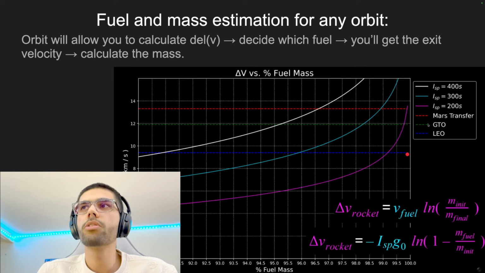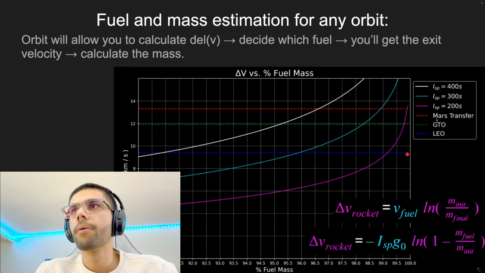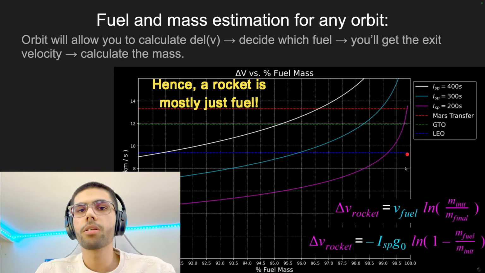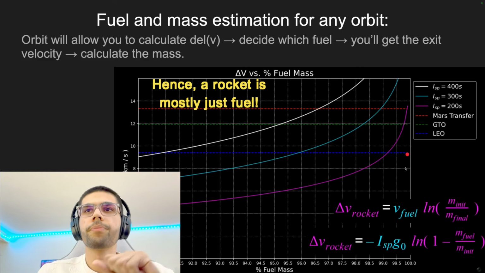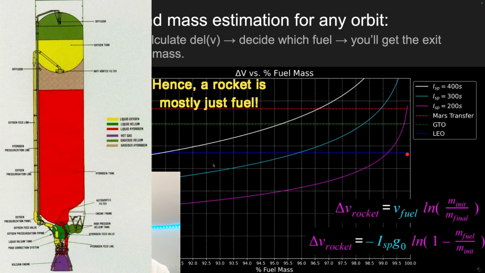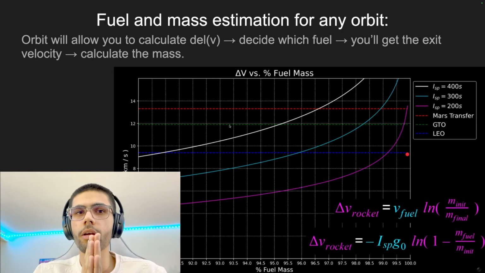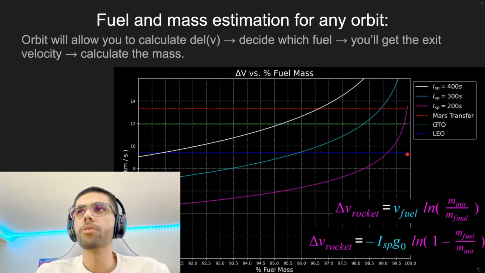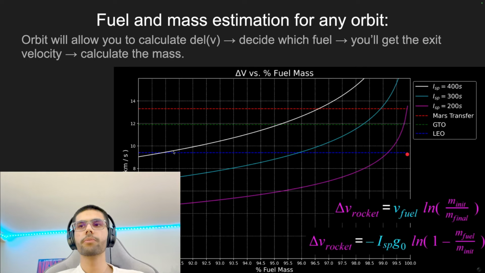If you're trying to reach the Mars transfer orbit using the same rocket, you have to have almost 99.9% of the mass of the rocket just fuel. So this graph basically shows you how much percent of the mass of your rocket should be fuel in order to reach these orbits using certain specific impulse rocket engines. Do you have any questions?